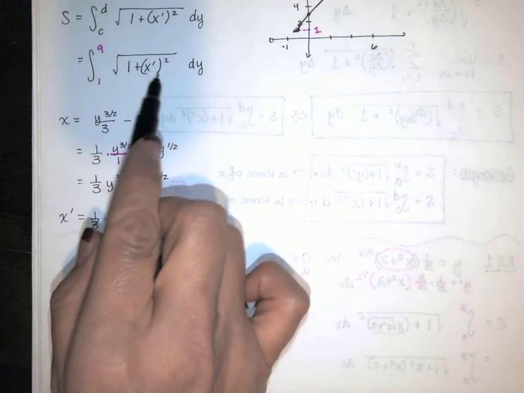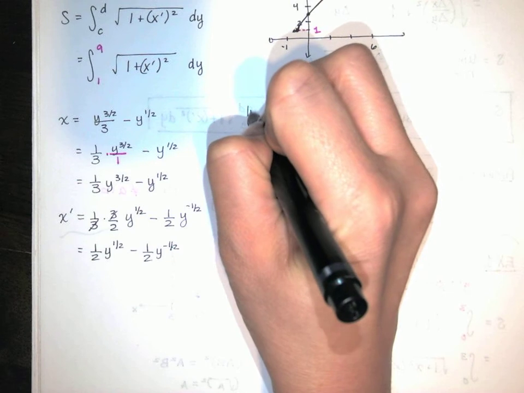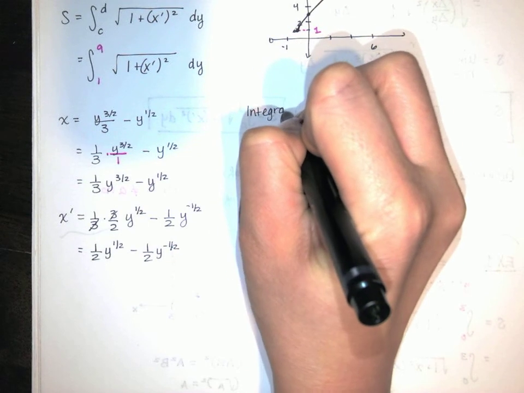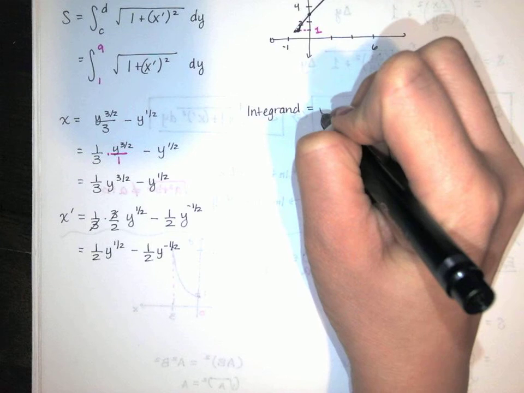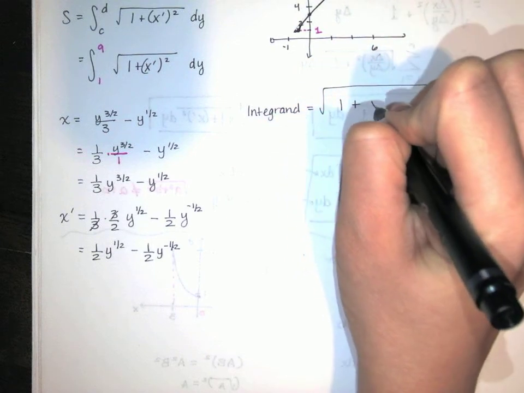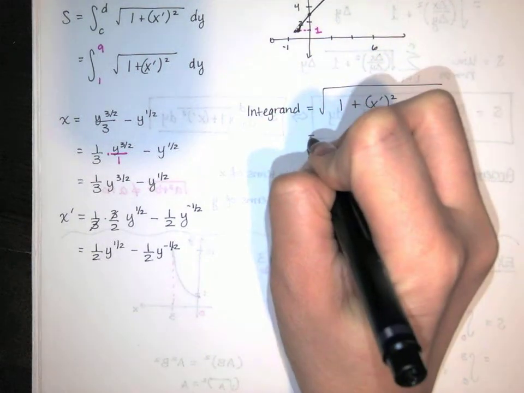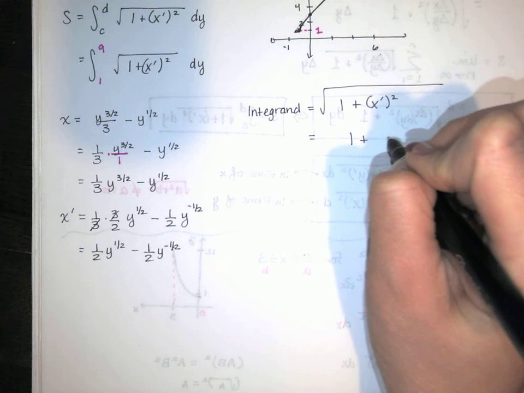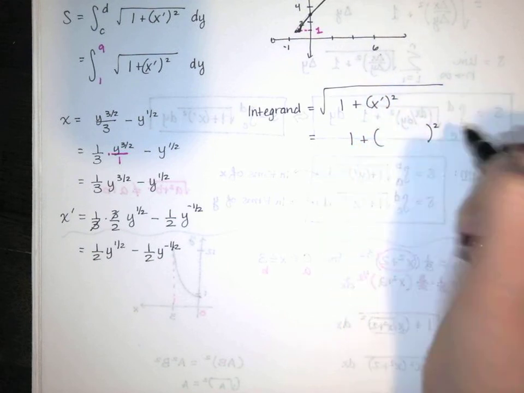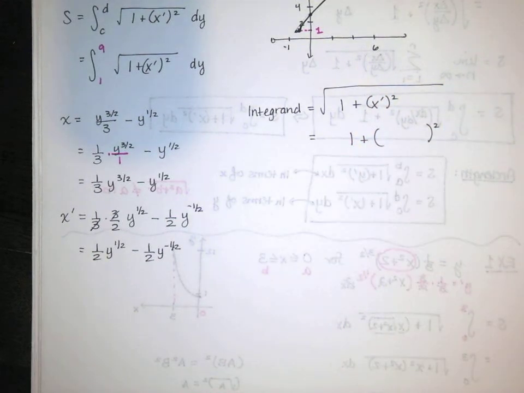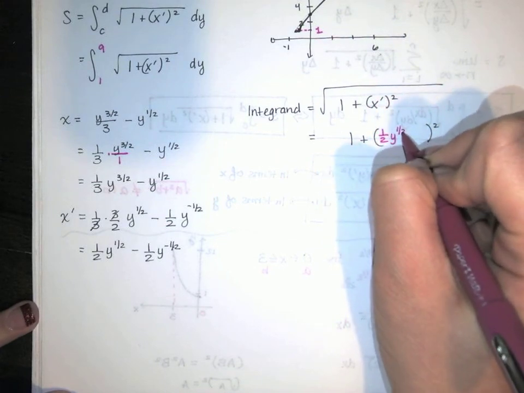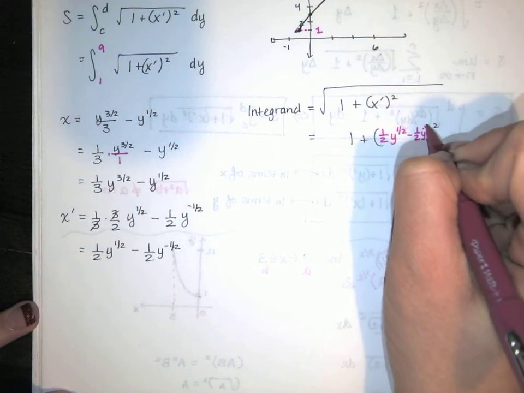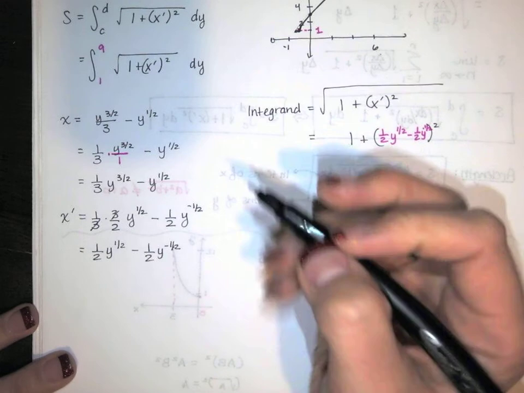Okay, so let's go to our integrand and simplify that. The integrand was the square root of 1 plus x prime squared. So I'm going to put that square root on last. I'm going to say 1 plus x prime squared is 1 plus 1/2 y to the 1/2 minus 1/2 y to the negative 1/2, squared.